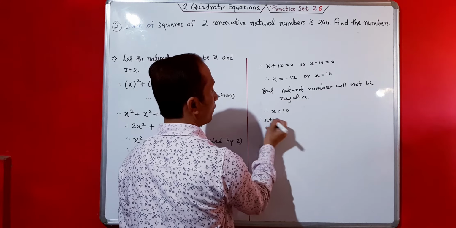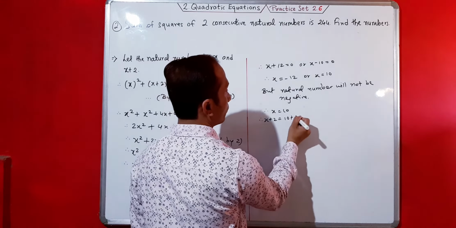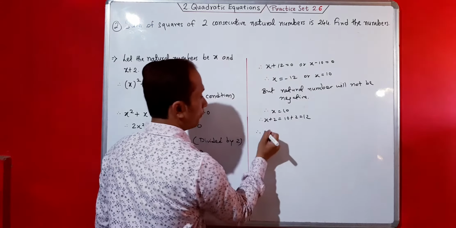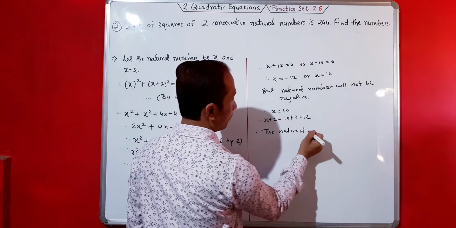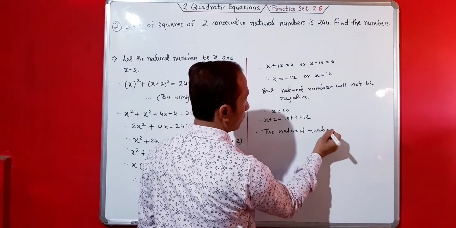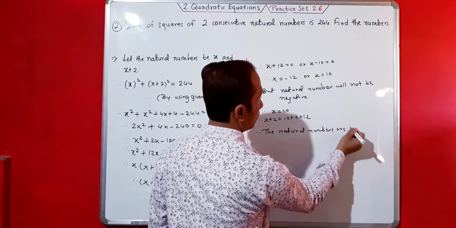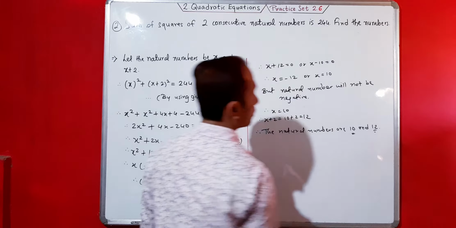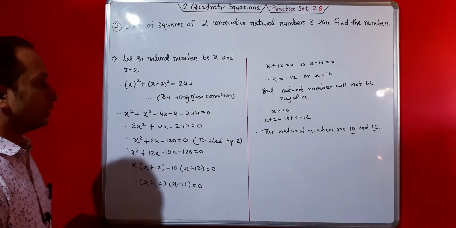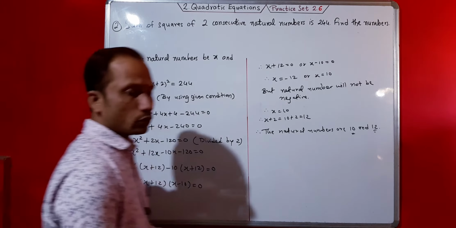Therefore x plus 2 is equal to 10 plus 2 is equal to 12. Therefore the natural numbers are 10 and 12, okay, or the consecutive natural numbers are 10 and 12. You can write in such a way, okay, in this way. So this is the solution for the second problem.